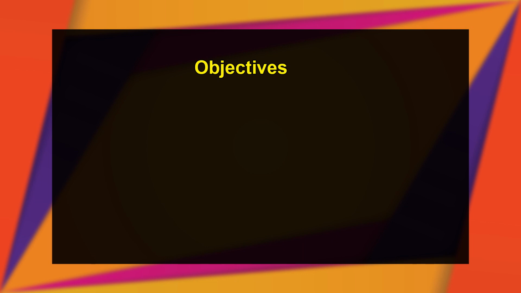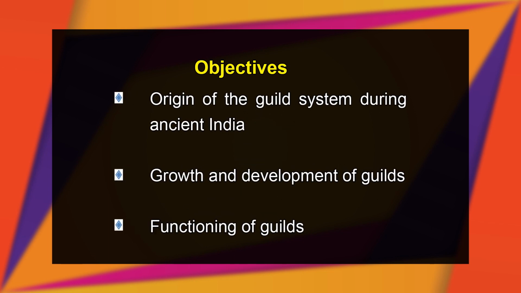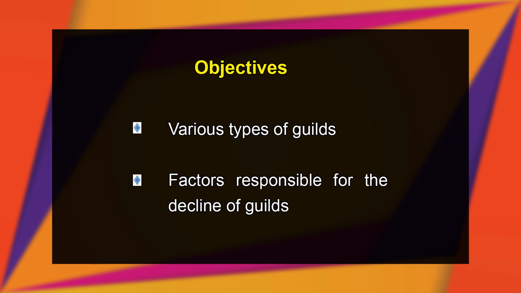Today, our topic of deliberation is the guild system during ancient India, emergence and growth. Before we discuss the main topic, let me briefly introduce you to the main objectives of this lecture. They are to know about the origin of the guild system during ancient India, to know about the growth and development of guilds, to know about the functioning of guilds, to know about various types of guilds, and finally, to know about the factors responsible for the decline of guilds.